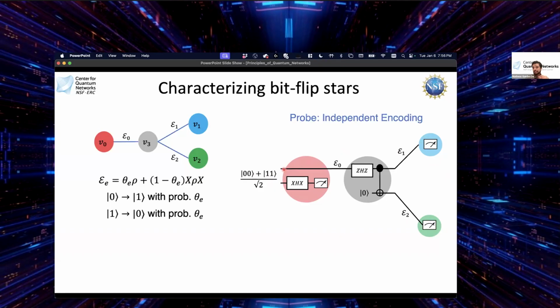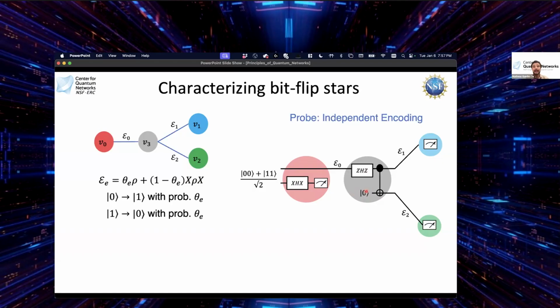sending one of the qubits of this Bell state to the intermediate node. It will process the qubit that was stored there, applying this quantum gate, X, H, X. The intermediate node processes the qubit that we received, applying the quantum gate ZHZ. Then it performs a CNOT with a qubit that is initialized in state 0.